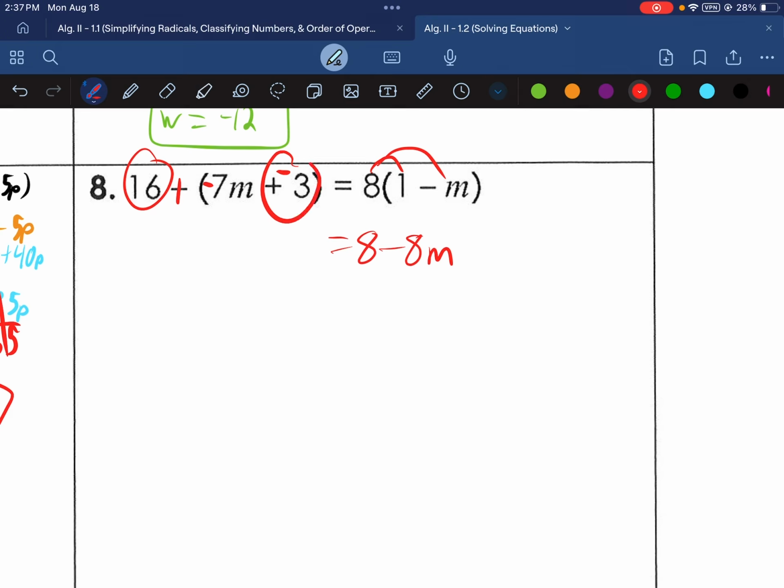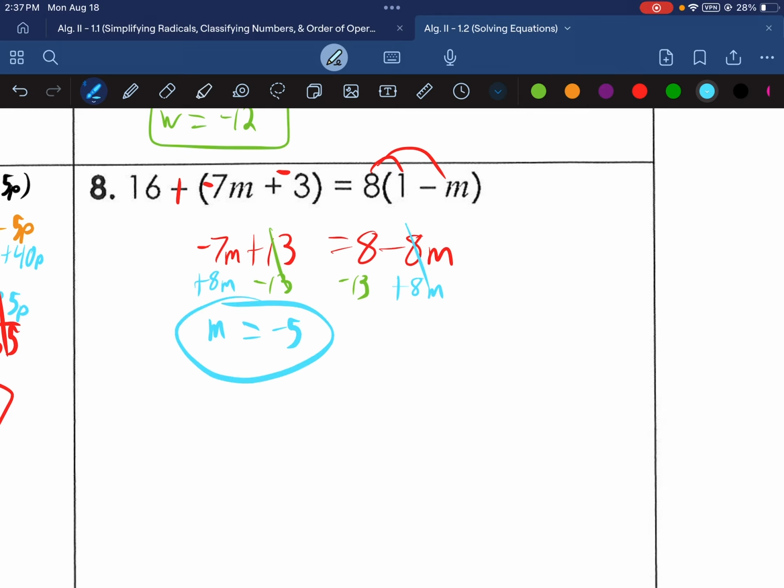On the left side, now that I took care of those signs, I can combine 16 and a negative 3 to get 13. So I have negative m plus 13. If you wrote 13 minus 7m, that is also fine. The order of those is not concerning to us right now. So my smaller m is negative 8m. Negative 8 is smaller than negative 7 because it's more negative. So I get positive 1m, or just m. On the other side, I subtract 13, and I get negative 5.